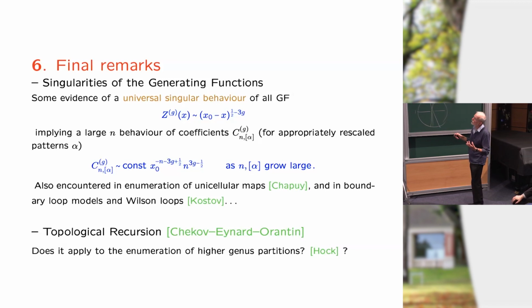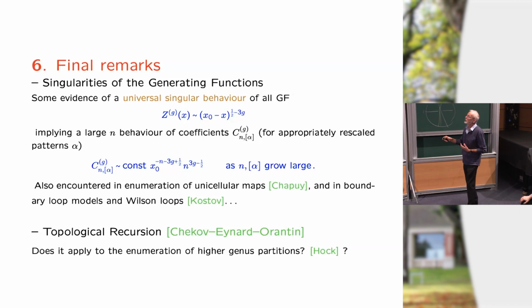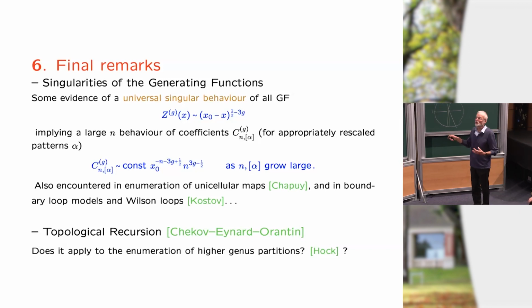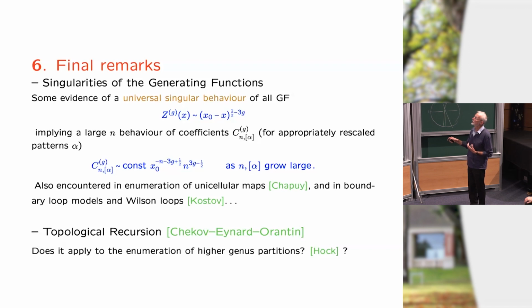For genus 1, genus 2, and of course in the case of partition into pairs, we know this formula quite explicitly. There is some universal singular behavior. Namely, all these partition functions have a singularity with a certain power, one half minus 3g, which seems to be universal. And this would imply that when you look at the large n behavior of the corresponding coefficients, then they should behave with this sort of behavior, okay?